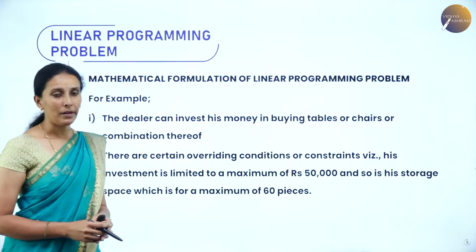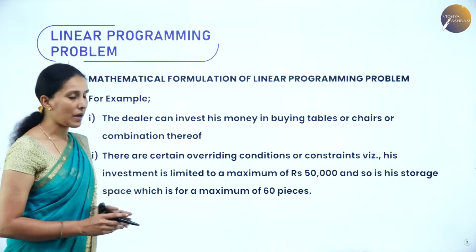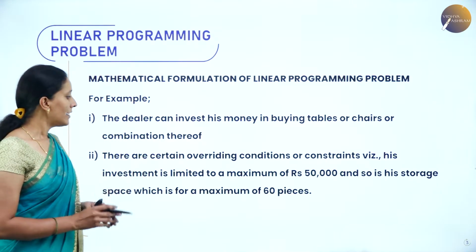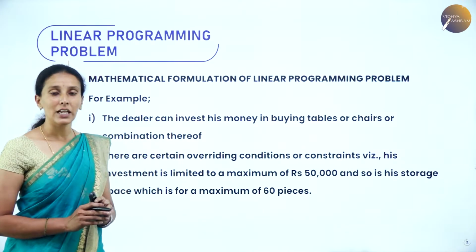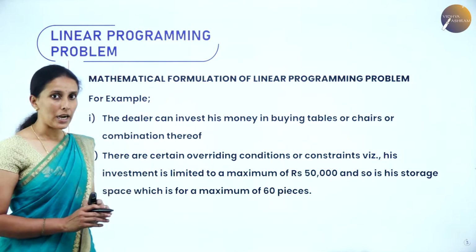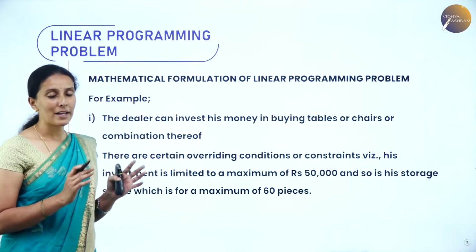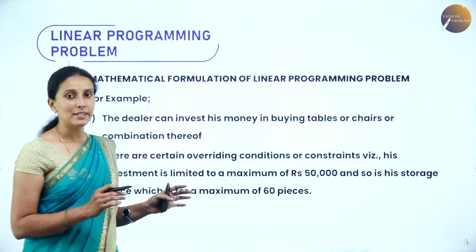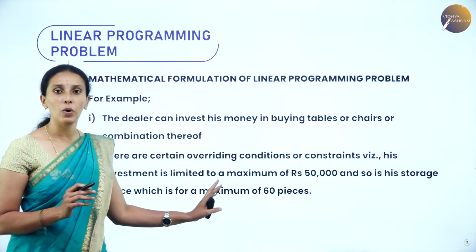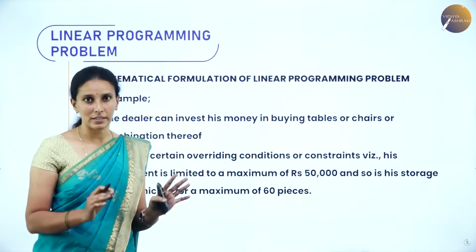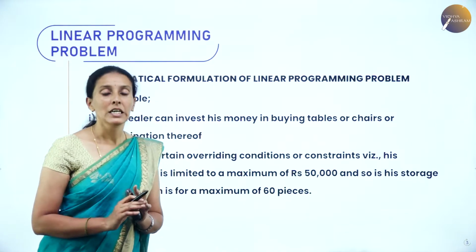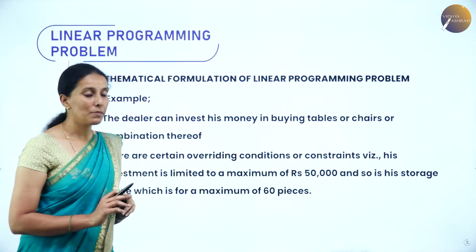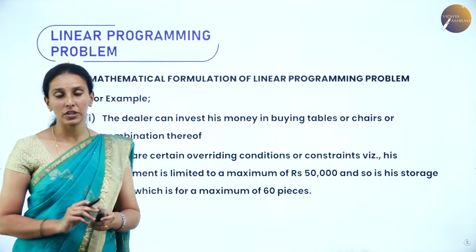For example, a dealer invests his money buying tables or chairs or both. He has certain conditions. What are the conditions? He can invest a maximum amount of rupees 50,000, and the storage capacity of the space is such that it can occupy only 60 pieces. It may be 60 tables or it may be 60 chairs. So the maximum storage capacity is 60 and the maximum amount he can invest is 50,000.